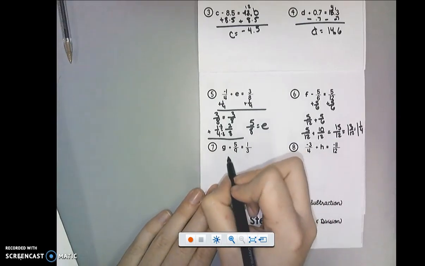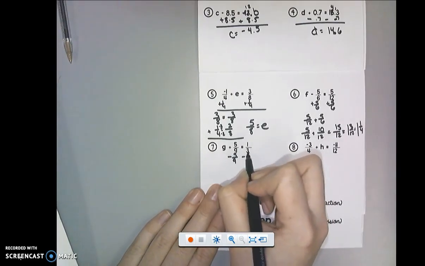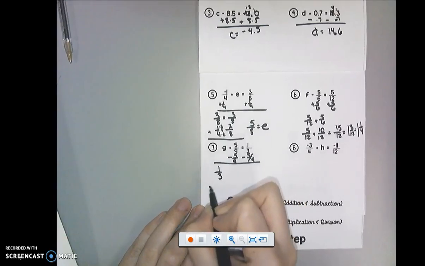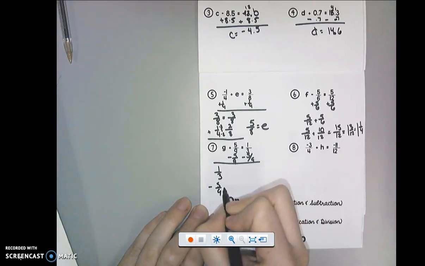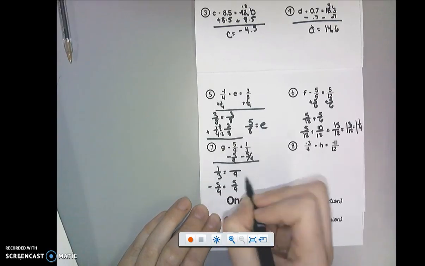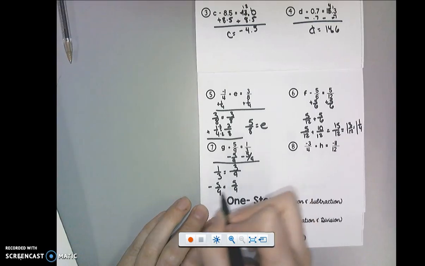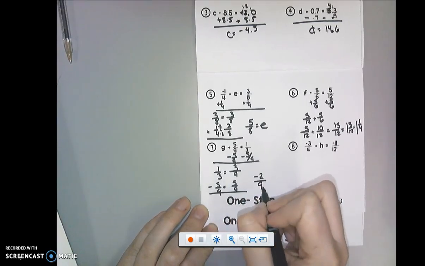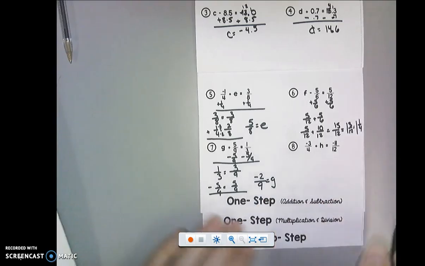Next up, subtract 5/9, and we'd have 1/3 minus 5/9. We've got to find a common denominator, so 5/9, 9 times 3, and so 3 minus 5 is negative 2 over 9, which would equal G.